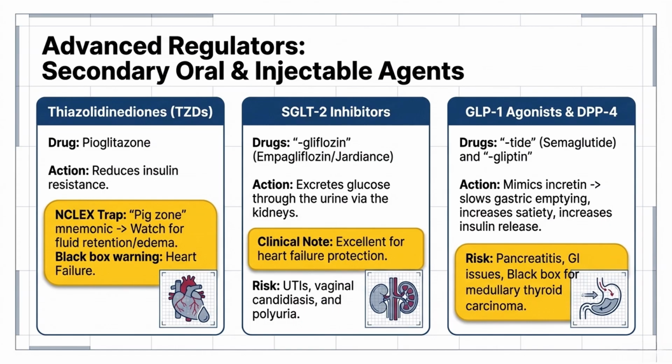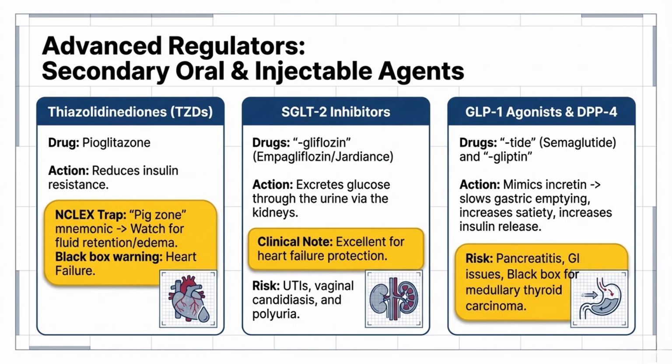Because they're excreting glucose through the urine, there is a high risk for UTIs or vaginal yeast infections and polyuria. So we want to make sure that we're teaching our patients to report UTI symptoms or itching and burning for vaginal yeast infections.